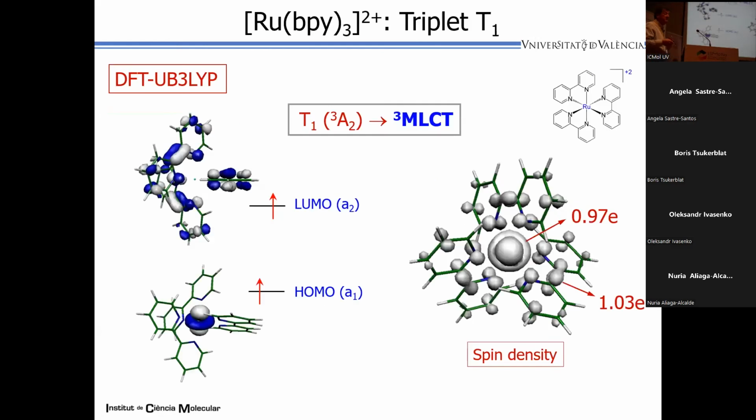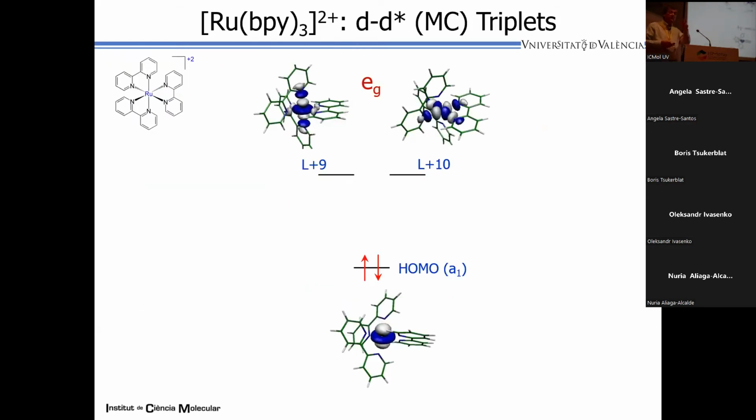We can also optimize the geometry of the first triplet excited state. And what you find is that that state corresponds to an electron promotion from the HOMO to the LUMO. Clearly, you are transferring an electron from the metal to the ligands. You have a metal to ligand charge transfer state. And here you can see the spin density: one unpaired electron is over the metal, and the other electron is localized over the ligands.